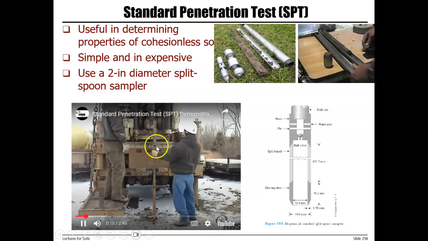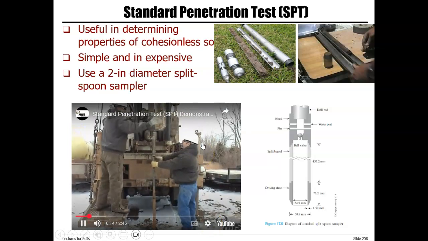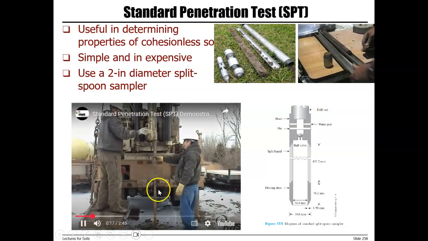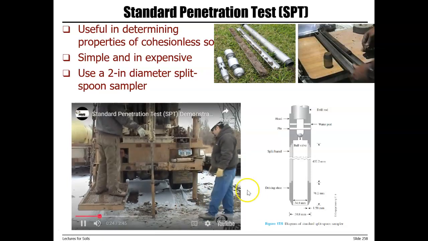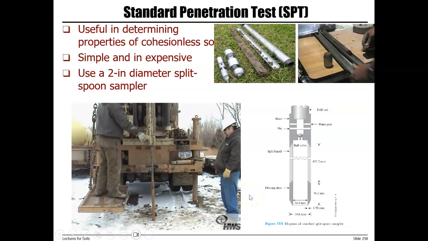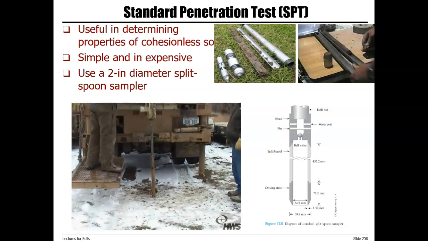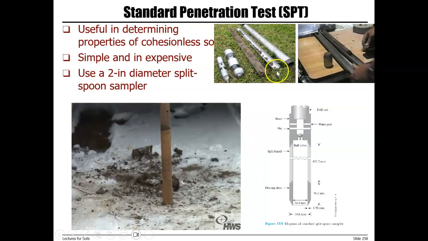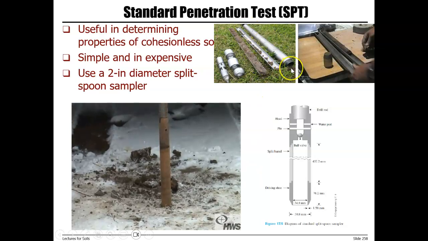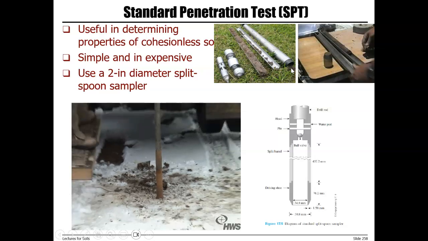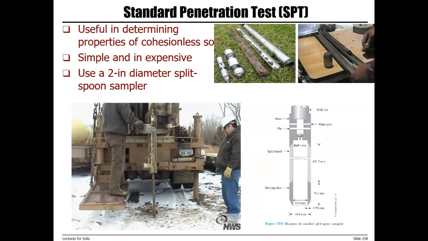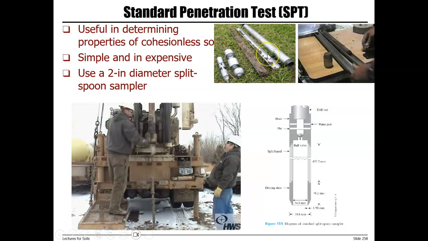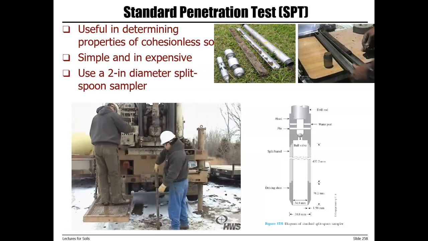So this is the SPT equipment. We have a rod. A split spoon sampler is connected to the rod, and a hammer is used to push the rod and split spoon sampler into the soil. As you can see, you can open the sampler and then you have a soil sample inside the sampler. That's why it's called a split spoon sampler.